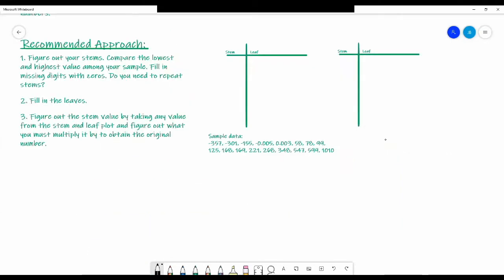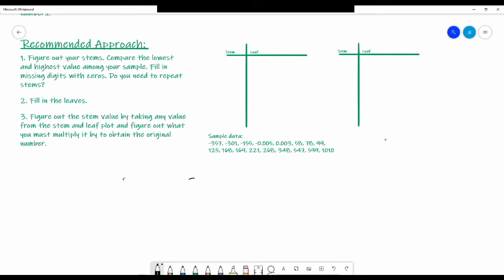Let's take a look at the recommended approach for creating a stem and leaf plot. First, we figure out our stems. We compare the lowest and highest value among our sample. We fill in the missing digits with zeros, and we figure out if we need to repeat any stems. Our lowest number is -357. And our highest value is +1010.